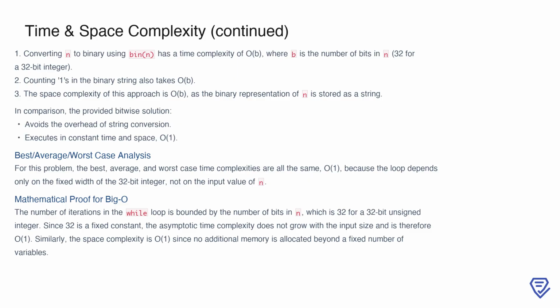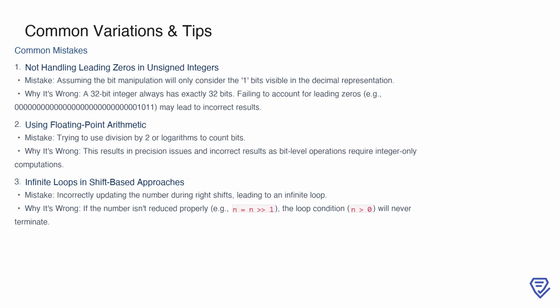Since this is a constant, the asymptotic time complexity does not grow with the input size, confirming it as O(1). Similarly, the space complexity remains O(1), because the algorithm only uses a fixed number of variables. When working with bit manipulation, there are a few common mistakes to be mindful of. First, not handling leading zeros in unsigned integers is an issue that arises when assuming only the visible 1 bits in the decimal representation matter.